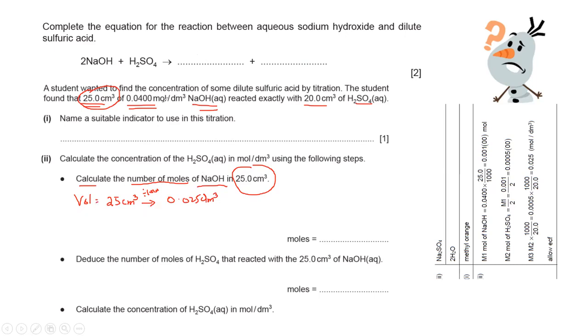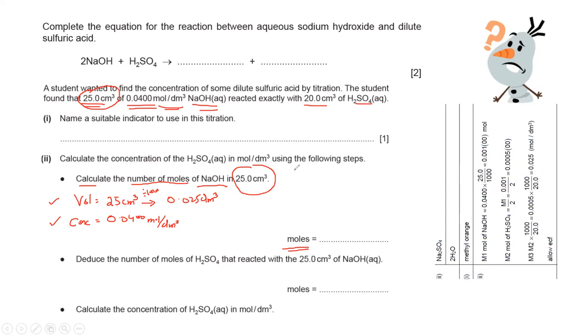And what about the concentration of sodium hydroxide given in the question? It has a concentration of 0.0400 mole per dm cube. So this is the concentration, which I am writing as CONC, equals 0.0400 mole per dm cube. So in the question, we have the volume of sodium hydroxide and we have the concentration of sodium hydroxide. So what can we do to get the moles?